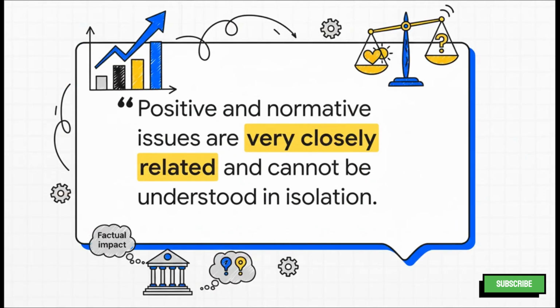And trust me, this distinction isn't just academic, it's incredibly important for your exams. When you're analyzing a government policy in your mains answers, you can use this exact framework. You can start by discussing the factual impact of the policy. That's your positive analysis. Then you can go on to evaluate whether that impact is actually good or bad for the country, and that's your normative analysis. Using this will seriously add a whole new layer of depth and clarity to your answer.